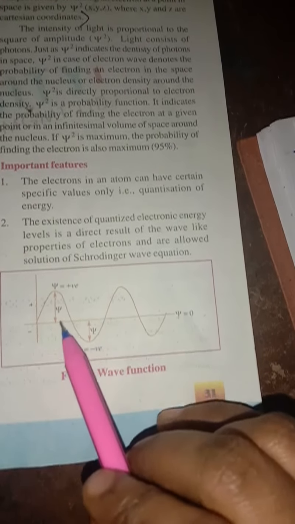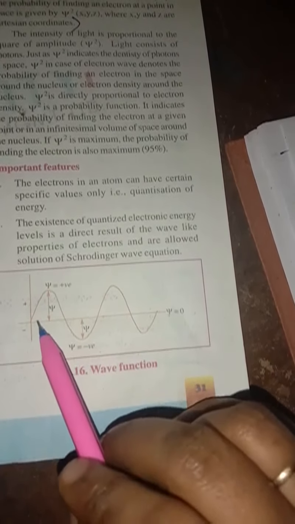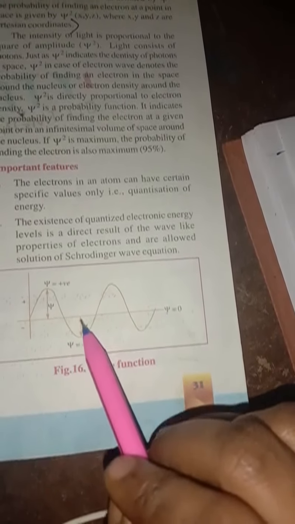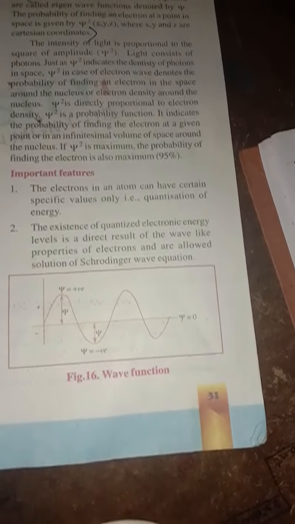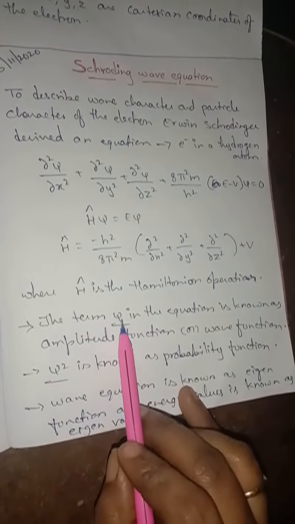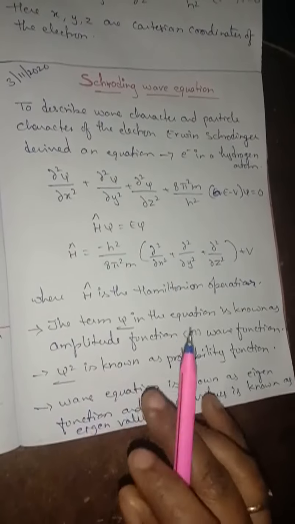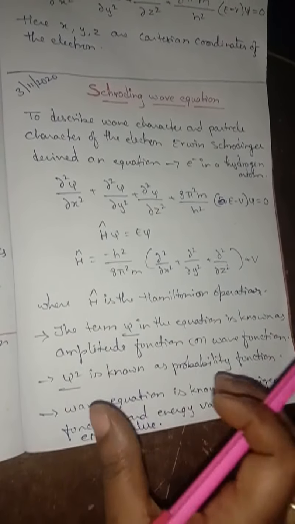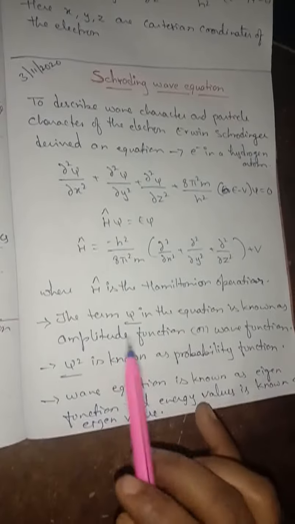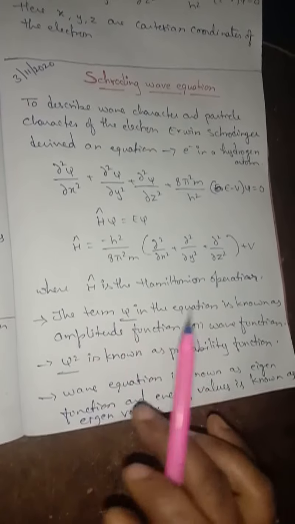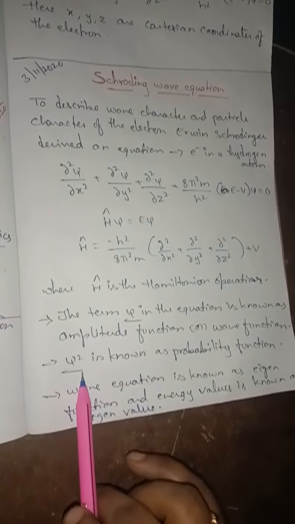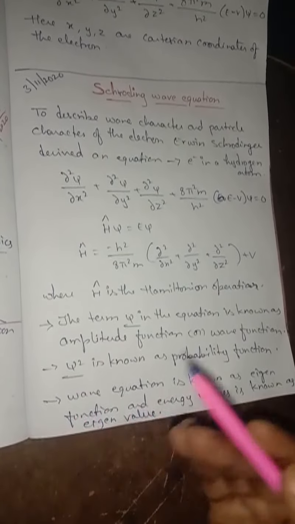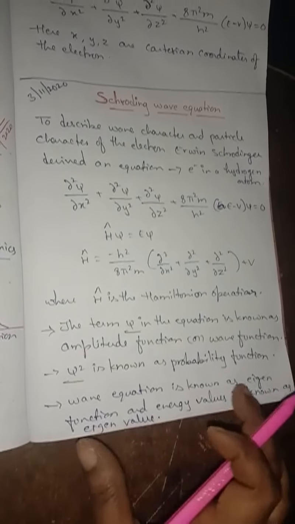x-axis. Psi is positive in the region above the x-axis. Psi will be 0 when it is along the x-axis. Psi will be negative when it is below the x-axis. So here we have already used the terms psi and psi square. The acceptable solutions of the wave equation are called eigen wave functions, and it is denoted by psi. The probability of finding an electron at a point in space is given by psi square, where x, y, z are Cartesian coordinates.